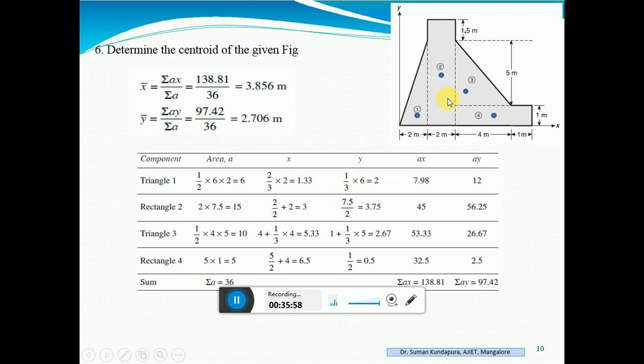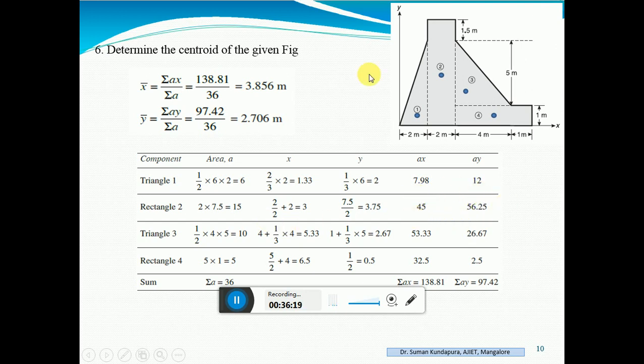What about the y distance? Y distance is measured from the x-axis. The whole is 7.5 divided by 2, that is 3.75. From here to here it is 3.75 meter. Now multiply area into x, area into y, fill in the respective columns.